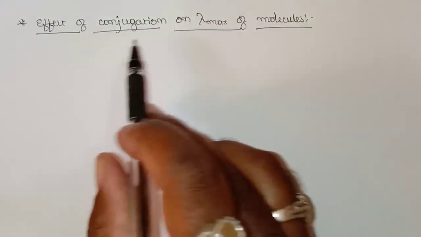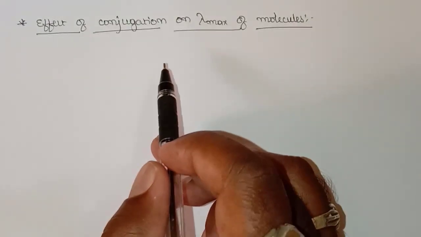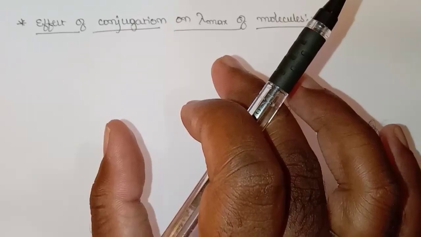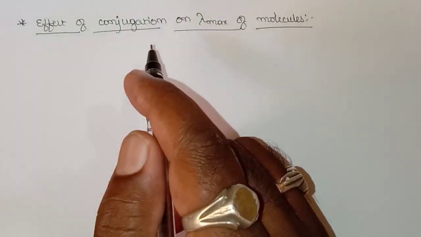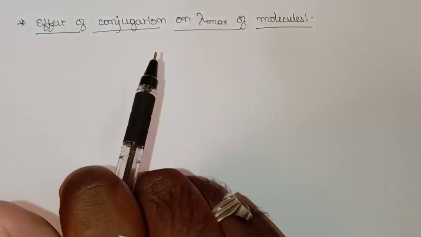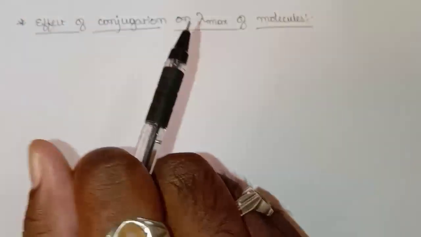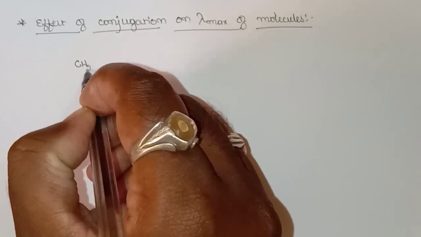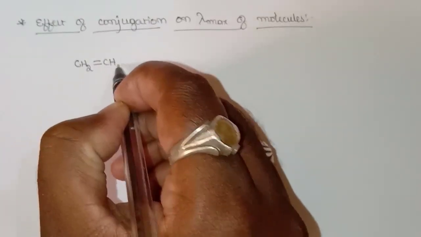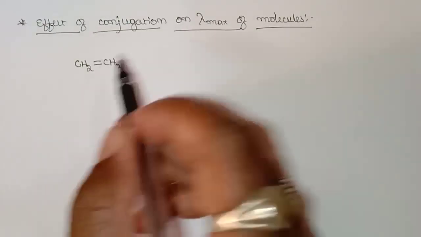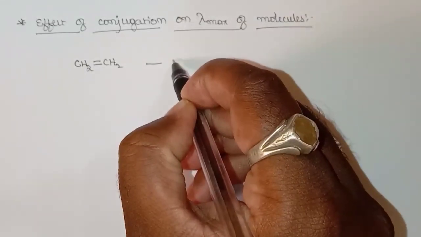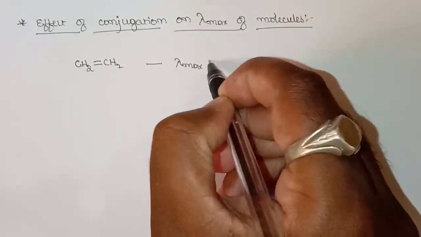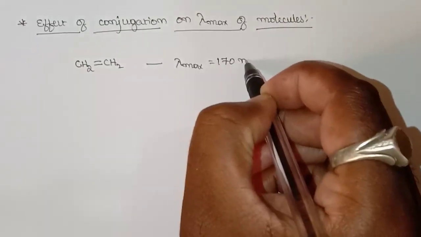Let us see the effect of conjugation on lambda max of the molecule. The wavelength of absorption will be shifted to higher values, that is, we can see the bathochromic shift, if two or more chromophoric groups are in conjugation in a molecule. So if you consider ethylene, that is CH2=CH2, which has one carbon-carbon double bond, it will have an absorption maximum, that is lambda max, at a value of 170 nanometers.